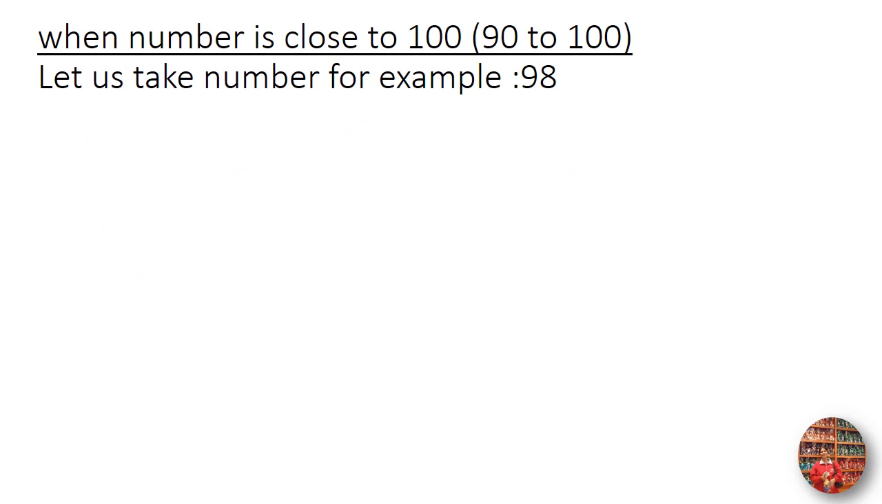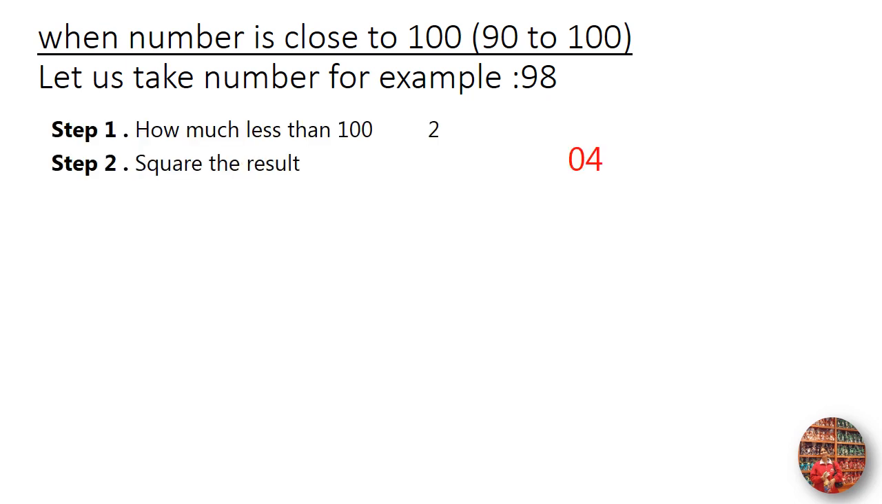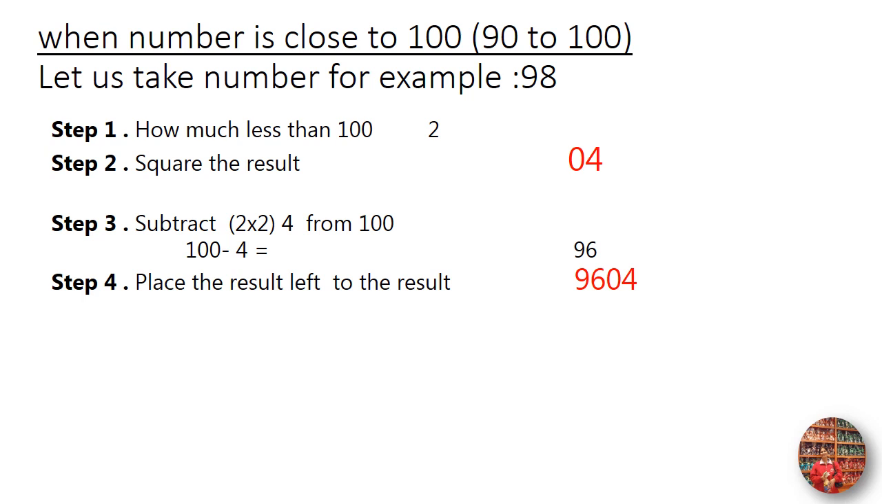Next is 98. How much less? 2 less. So 2 square, 4. Then it will be 2 multiplies 2, and we'll subtract 4 from 100. It is 96. The answer will be 9604. The square of 98 is 9604.